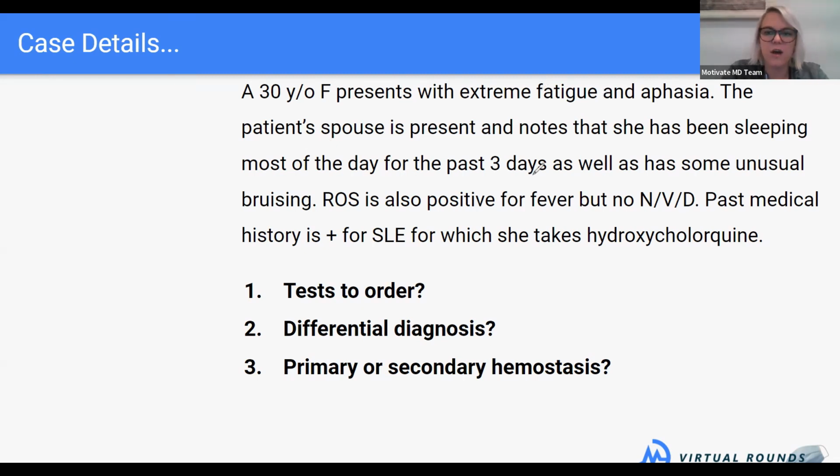Next of all, a few things that I want to clarify. This is nausea, vomiting, and diarrhea. This is lupus, systemic lupus erythematosus. And then what else can I clarify? You guys know ROS, review of systems. Hydroxychloroquine is a drug used to treat lupus. But what I want you guys to do is pull out your markers and point out the things that may be pertinent to this case.